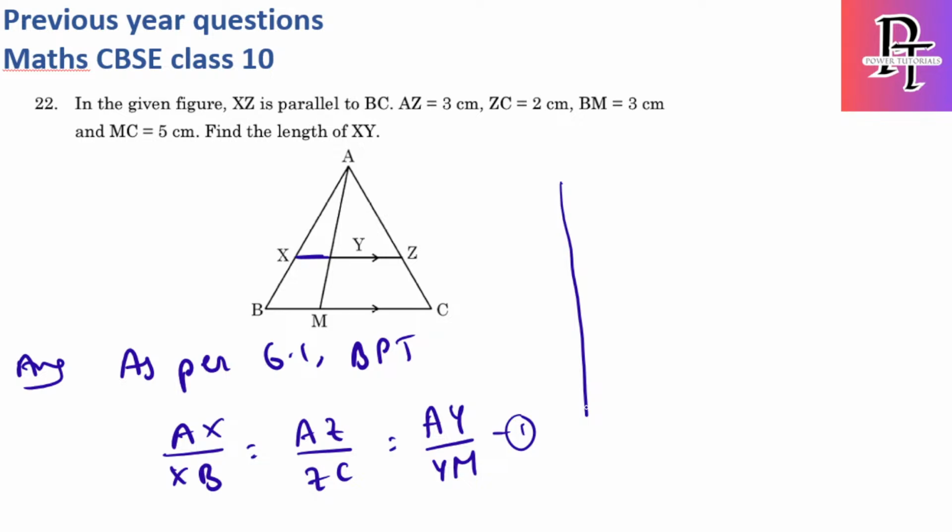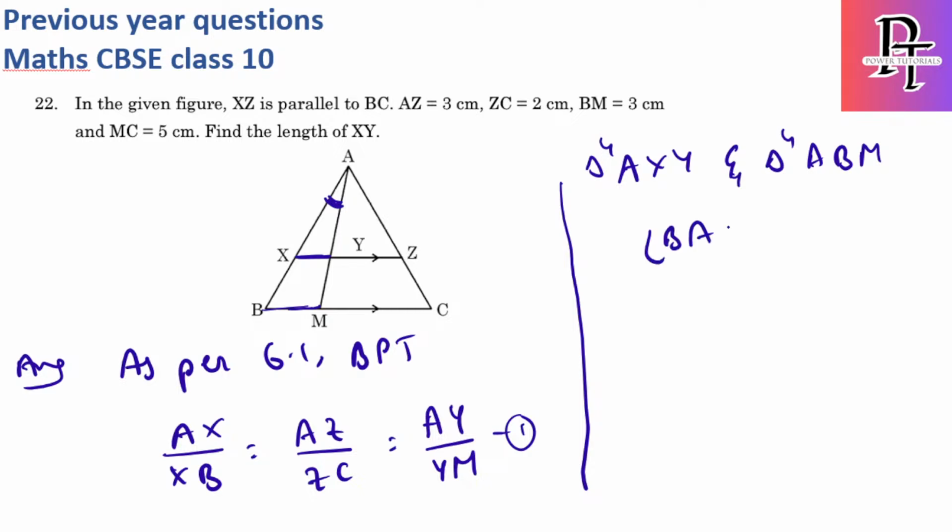Now let's take the triangles AXY and the big one, triangle ABM. I am considering these two triangles because I have BM here and I need to find XY. So that's why I have to consider these two triangles. Let's check whether they are similar or not. If they are similar, we can find another relation. So for these two triangles, there is one angle common, which is angle BAM is equal to angle XAY. Same common angle.